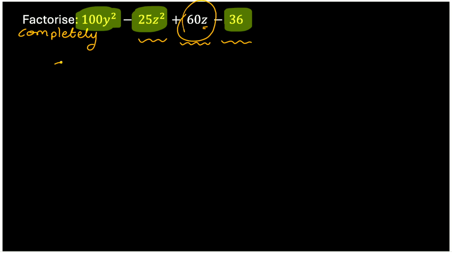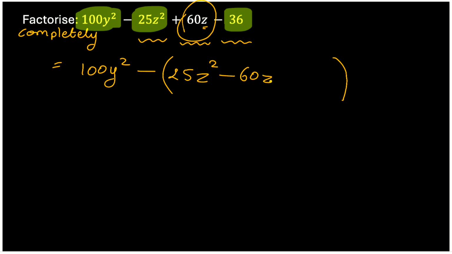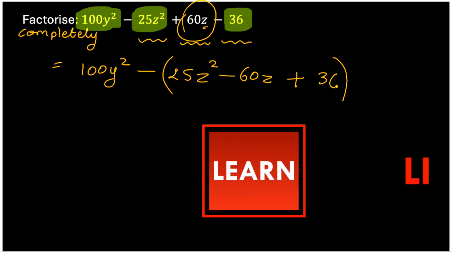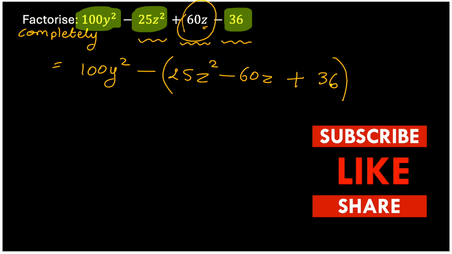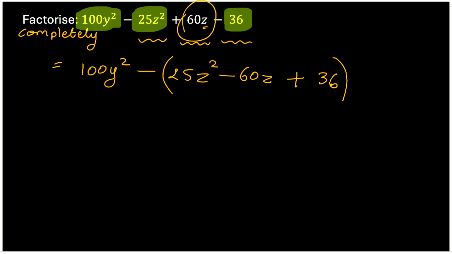So 100y square as it is, minus. Now remember, minus sign and bracket have a common thing to do: change of sign. So 25z square minus 60z plus 36. Whenever you put the bracket in whichever step and there is a minus sign outside, you change the sign.